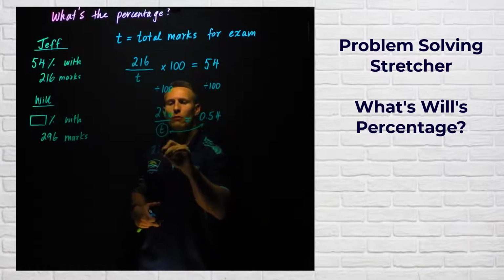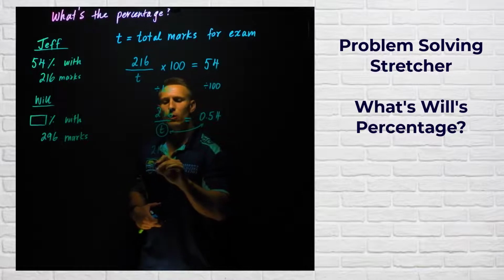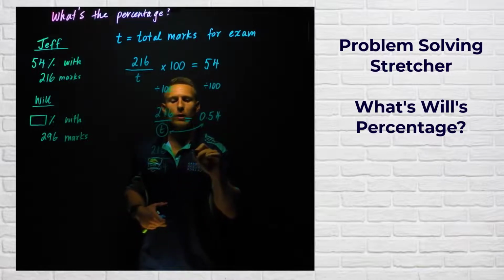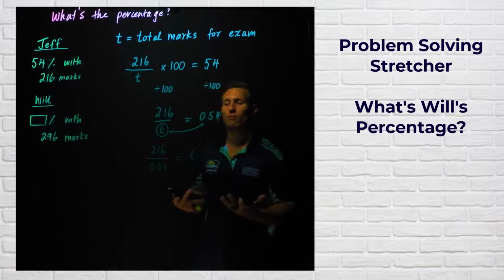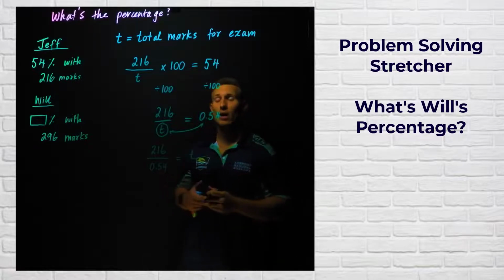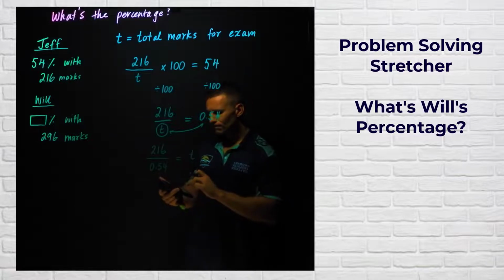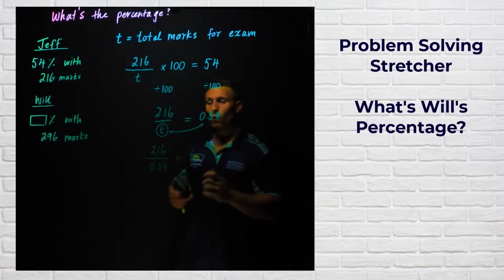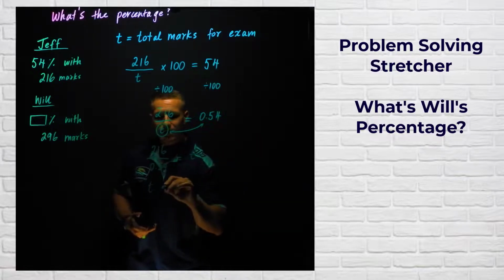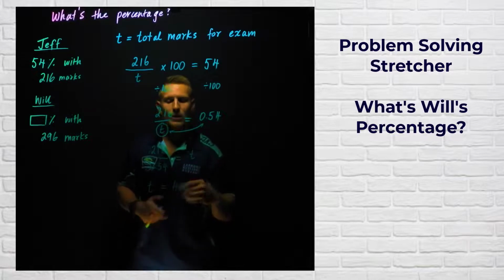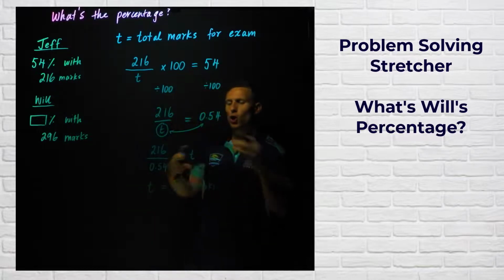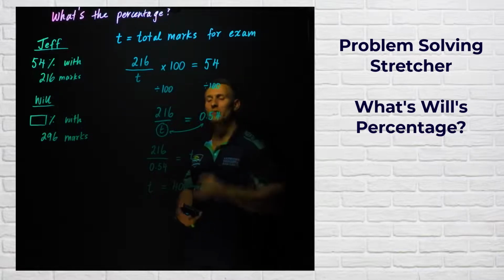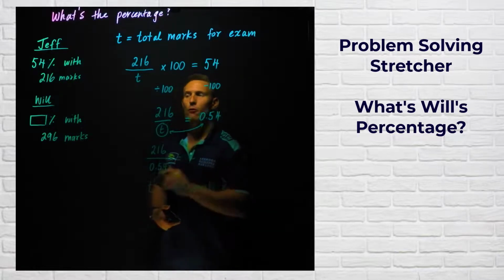So we're going to have 216 divided by 0.54, and we're going to swap that for t. Now we can work out what our total number of marks for the exam is. 216 divided by 0.54 is 400. So t is equal to 400. We know that in total, for that particular exam, there were 400 marks.